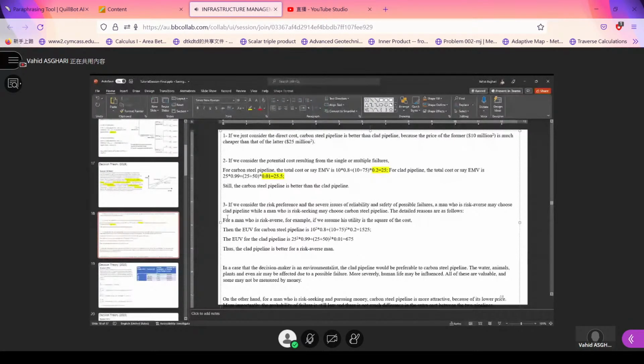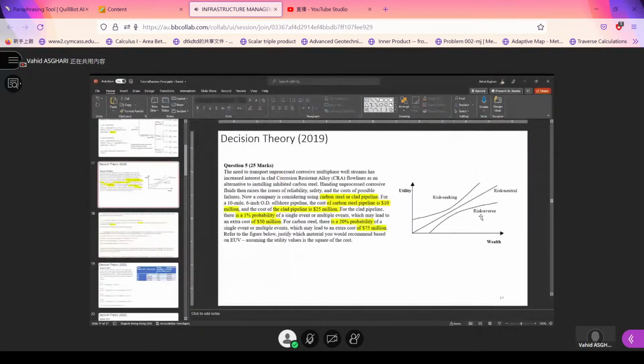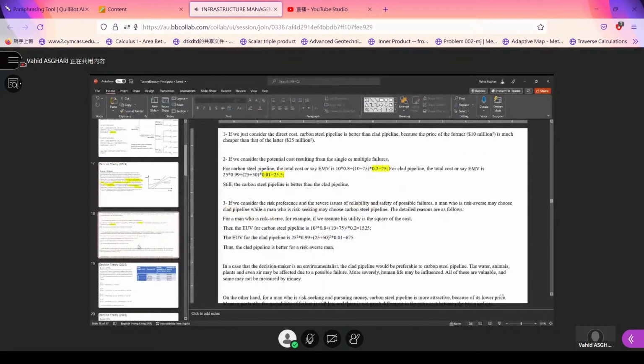Point one was about what if we only consider the initial cost. Point two is about highlighting the expected cost, and point three is about considering the utility for different types of people. The figure shows you risk seeking, risk averse, risk neutral, and finally, there is another discussion.